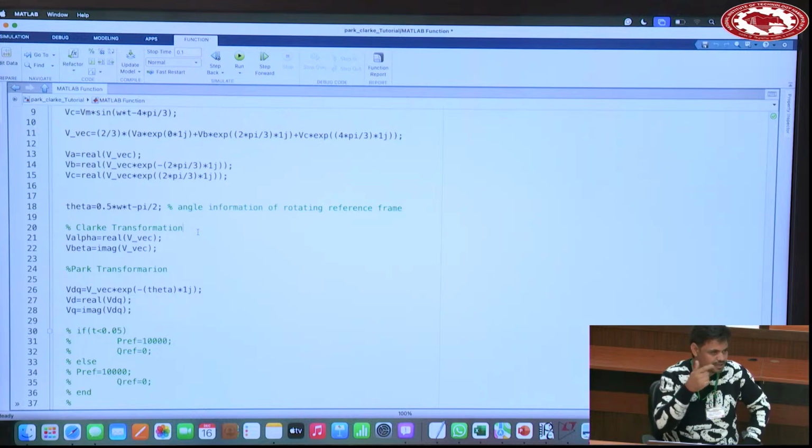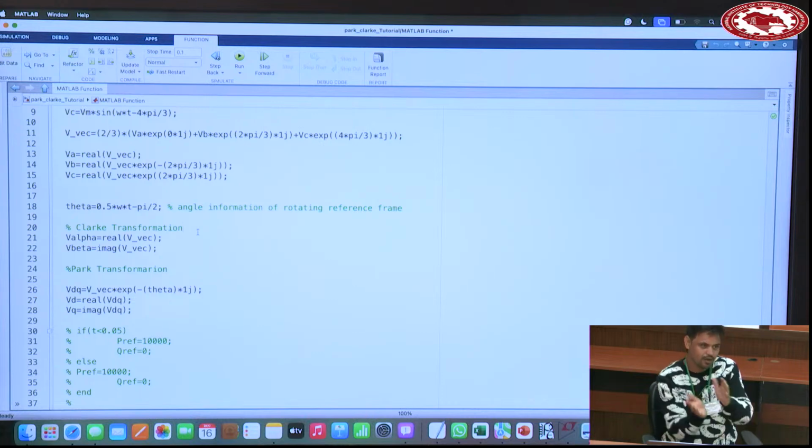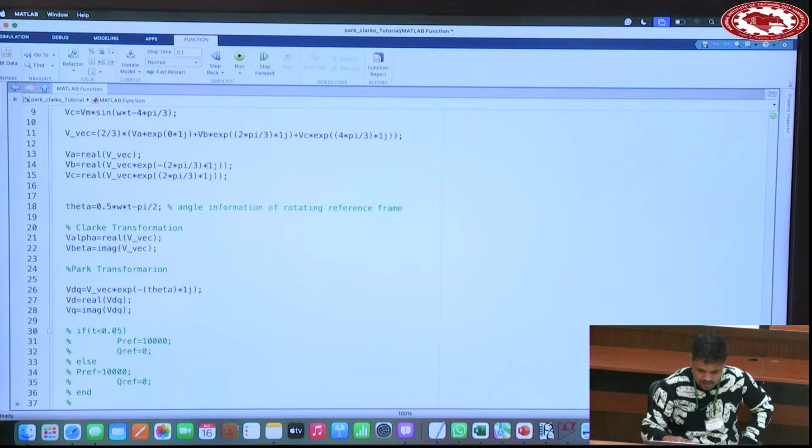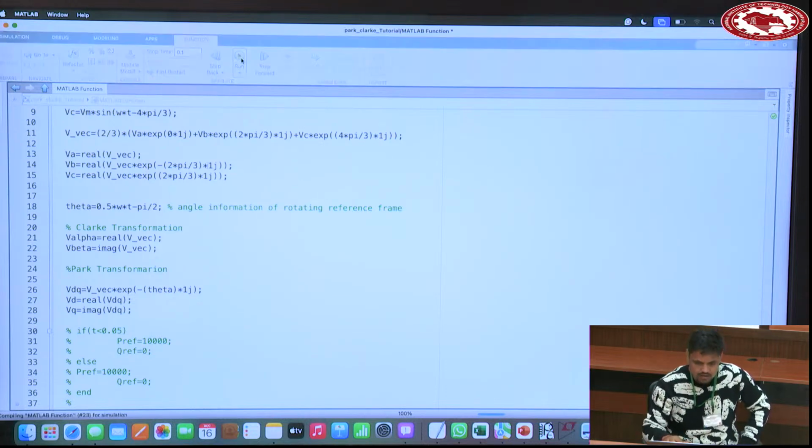The signal in DQ, will that be DC or AC? AC, very good. AC means what frequency should they have? 25, because you are rotating at 25, correct? So as of now you are getting constant. Now you should see AC quantities.